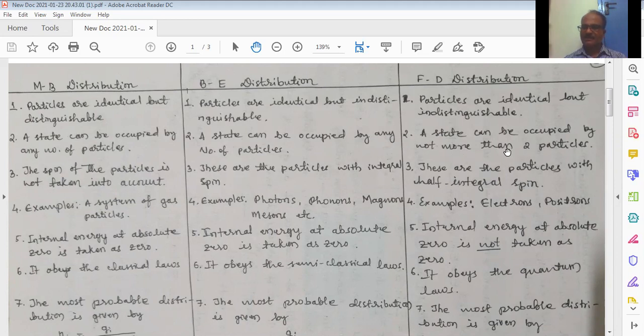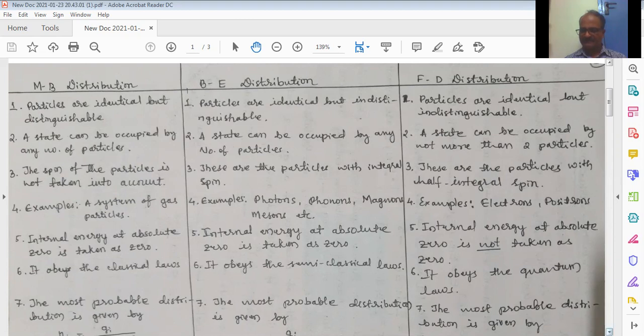Pauli's exclusion principle is obeyed by the Fermi-Dirac distribution, and Pauli's exclusion principle tells that no more than two electrons can occupy the same state. So that is a restriction. That restriction is obeyed by the Fermi-Dirac distribution, and because of this reason, it is called the quantum distribution. These are the particles with half integral spin, and examples are electrons, positrons, etc.